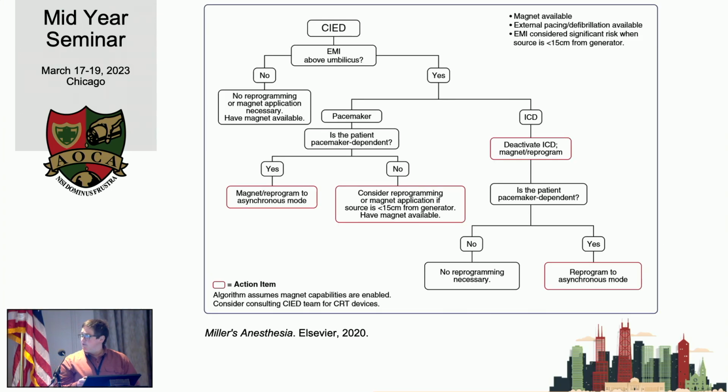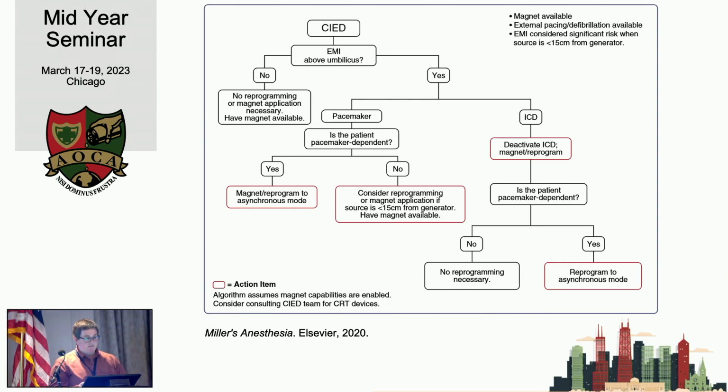So this is kind of the crux of the talk. What do we do with the devices? It's a pretty easy flow chart to follow. So my patient has one of these devices. Are we going to be using Bovie above the umbilicus? If not, the likelihood of interference is low, and so we don't necessarily have to do anything to the device. Just have a magnet in the room if you see interference. And this is just from the most recent edition of Miller.